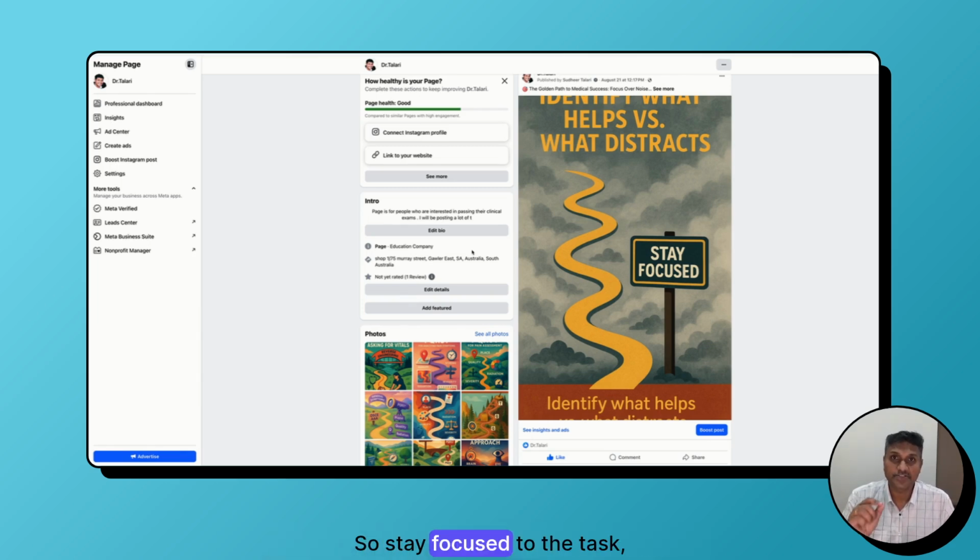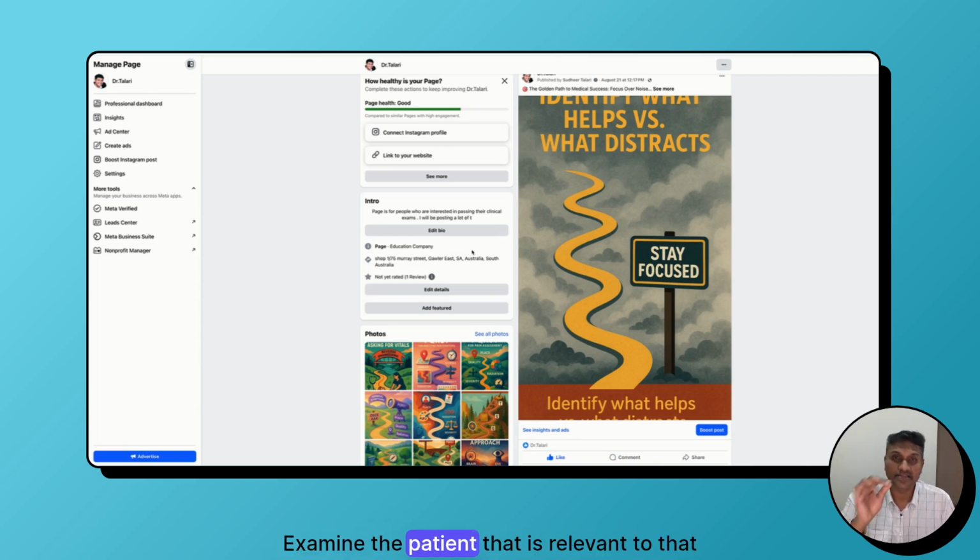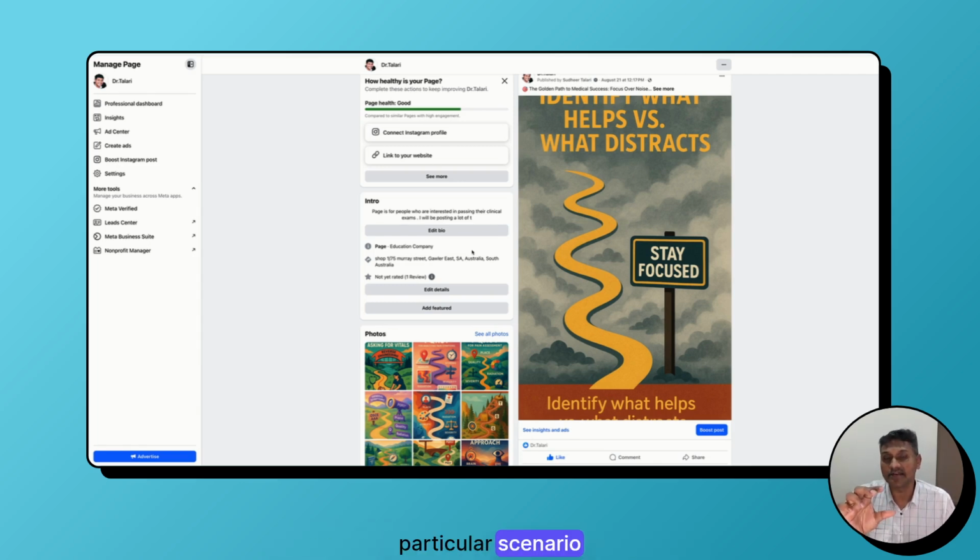So stay focused on the task. Ask everything that is relevant to the task. Don't ask anything that is not relevant to the task. The same thing applies to the history. Examine the patient that is relevant to that particular scenario and do any relevant examination. The same thing with the management. Focus on what is important in the task.